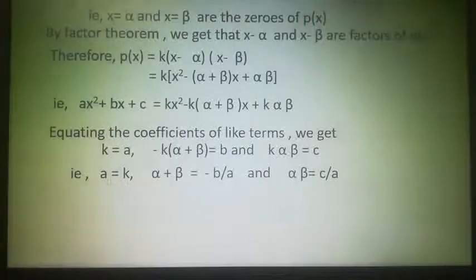But k was a. So putting that value, you get alpha plus beta is equal to minus b by a. And from this one, k into alpha beta is c means alpha into beta is equal to c by k. But k was a. So putting that value, you get alpha into beta is equal to c by a. So you see, we got these two relations. Alpha and beta were the two zeros of this polynomial ax square plus bx plus c. So alpha plus beta is equal to negative b by a and alpha into beta is c by a.